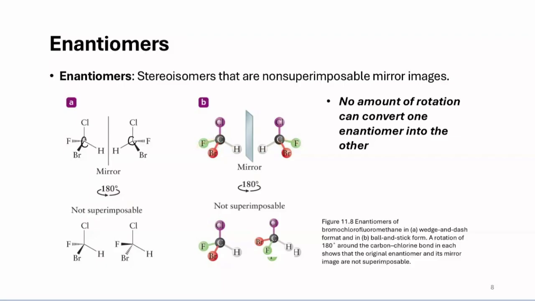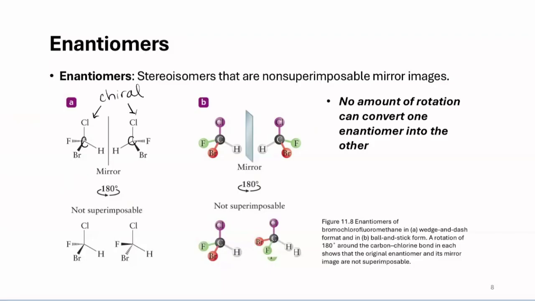Now, what happens in enantiomers is that those carbons that we see in these molecules need to be chiral. So if we look at the molecule on the left and the molecule on the right, these molecules are chiral.